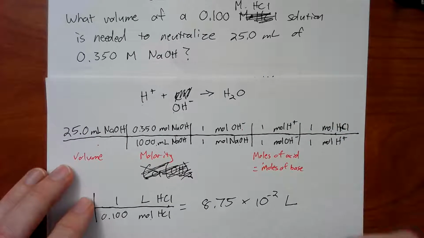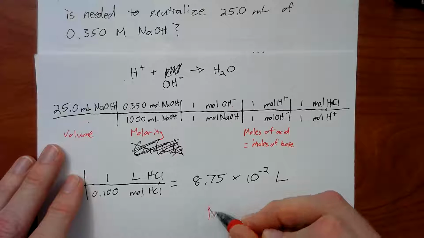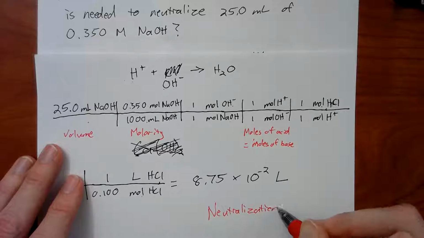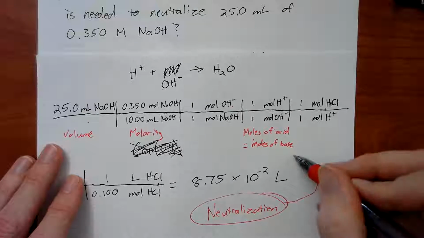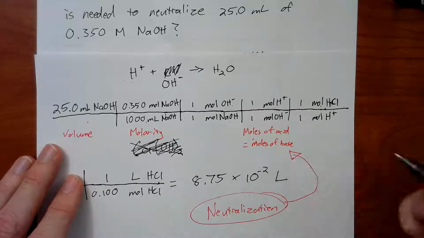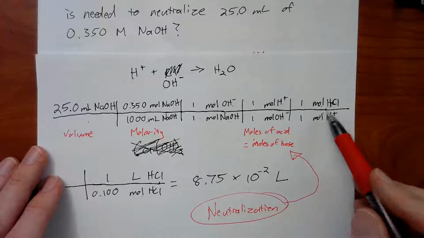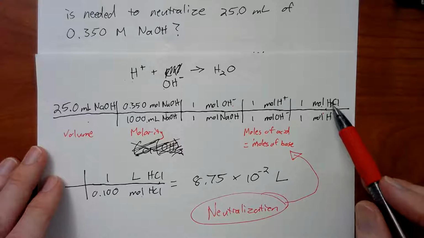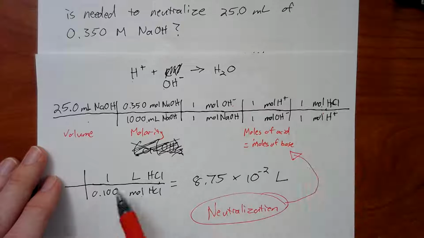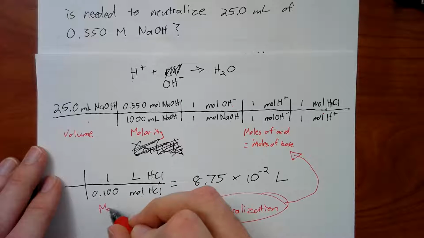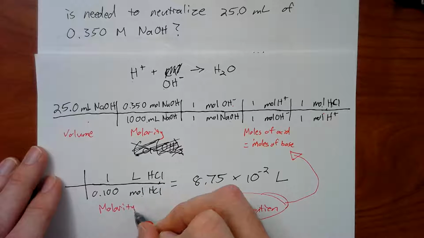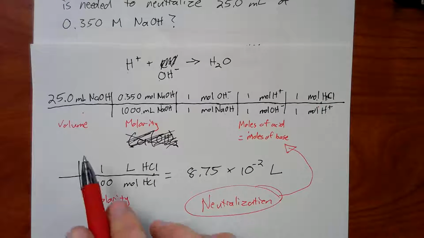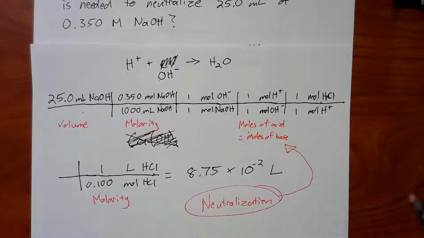Moles of acid equals moles of base. That is the essence of a neutralization reaction. That is the essence of a neutralization, when the moles of acid equal the moles of base. Then I accounted for the fact that there's only one hydrogen in HCl, and then I used my molarity again for my other one. This is essentially a titration, with a strong base and a strong acid.